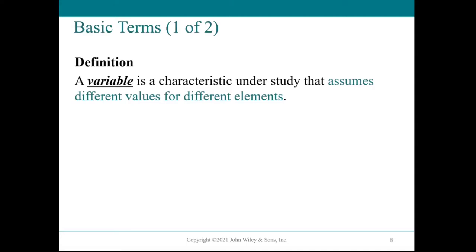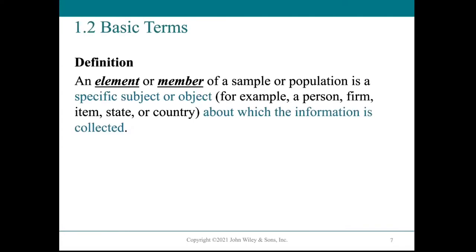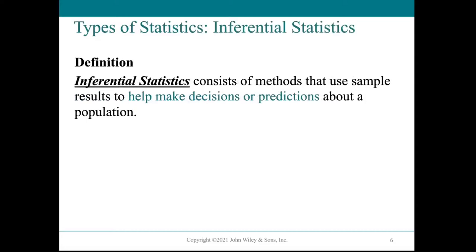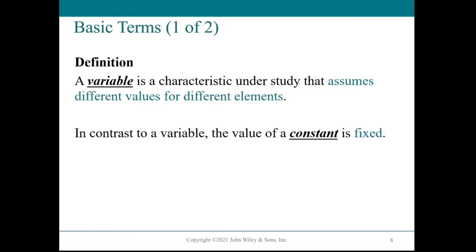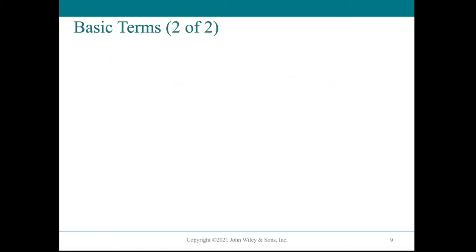For example, in our previous example of the years and the deaths, the element here is the year, and the variable here is the number of deaths due to red light running. So basically, jaywalking people. You can see here that the element is the year and the variable is the number of deaths. Every year, the number of deaths is different. That's your variable. In contrast to a variable, the value of a constant is fixed.